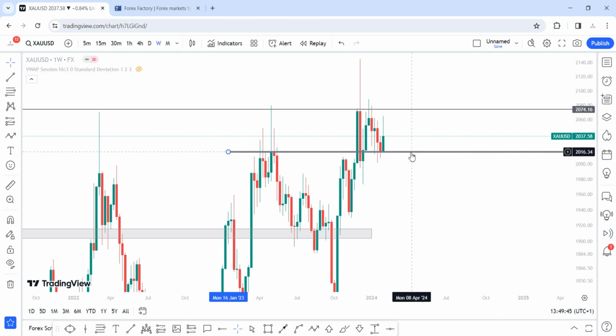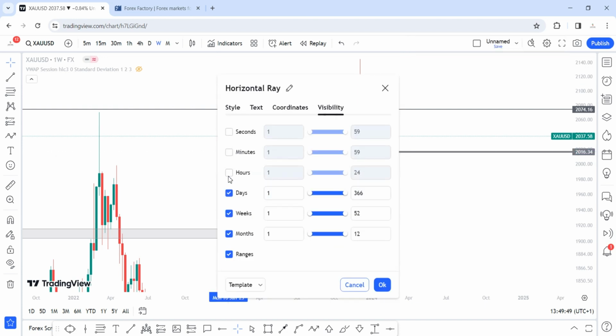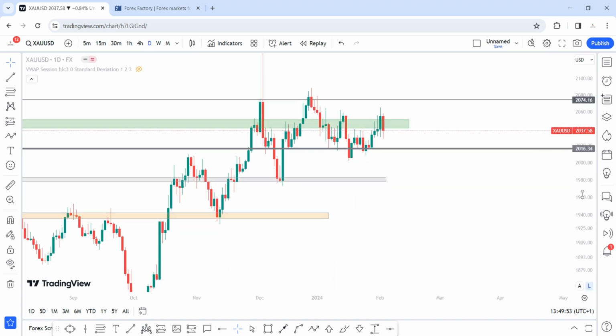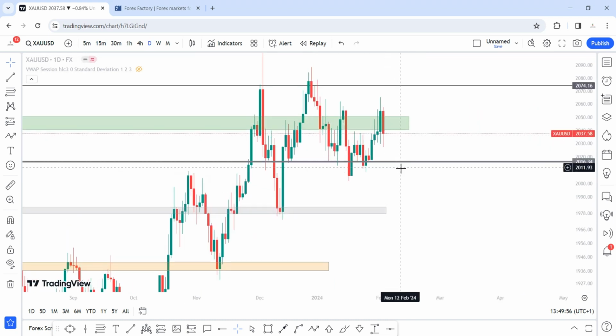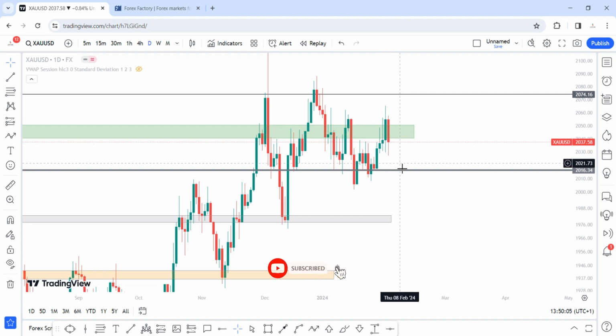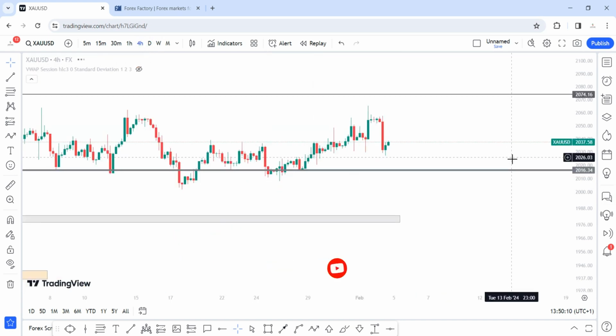Let me make this 2016 area visible on the daily time frame and on the 4-hour time frame. So let's go to the daily time frame. As you can see, I'd like to see price close below here. However, looking at this daily time frame, we saw a bearish engulfing candlestick on Friday, a bearish engulfing candlestick close. So we may still keep pushing down into the 2016 area. Let's look at the 4-hour time frame.